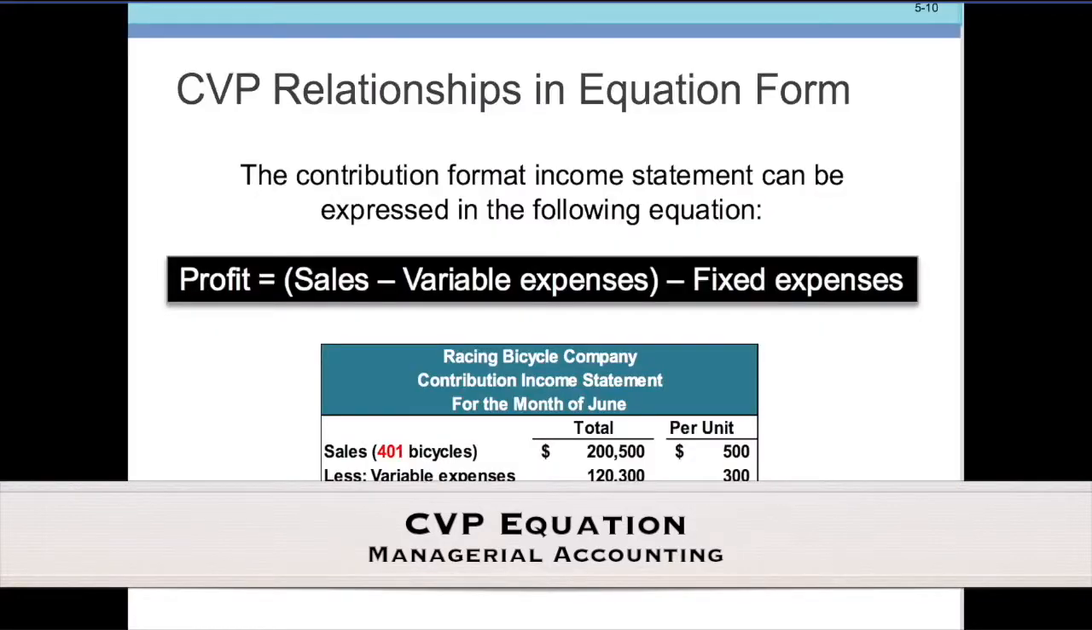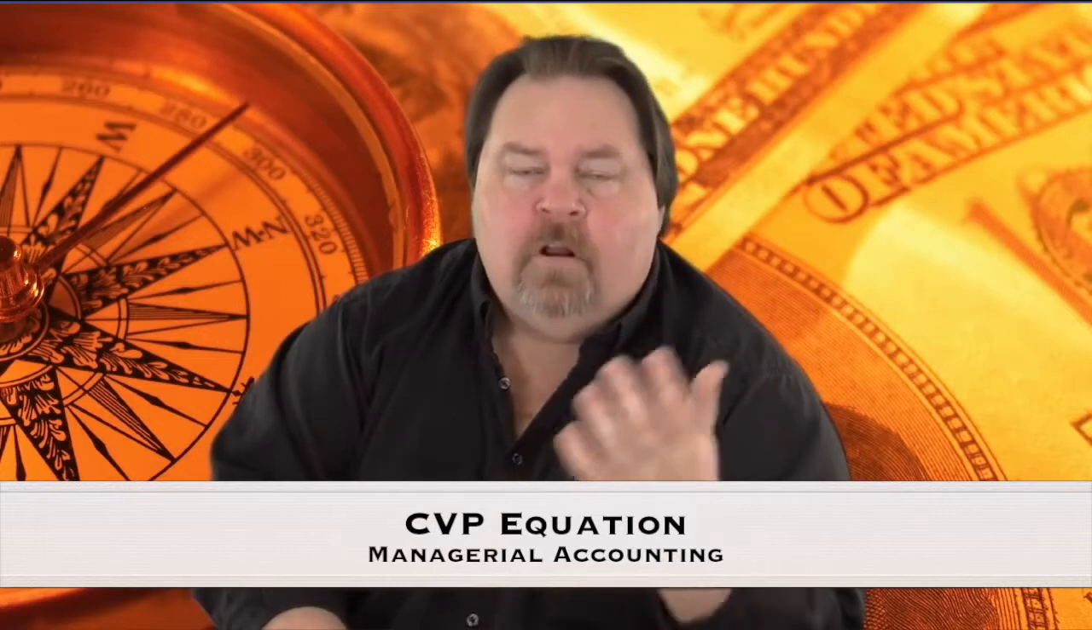Okay, so I went through the math on getting the contribution margin kind of quick there. This next section will walk you through why I think unit contribution margin is so crucial to management of a firm. So the formula here is profit equals sales minus variable expenses minus fixed expenses. We were talking about that before.